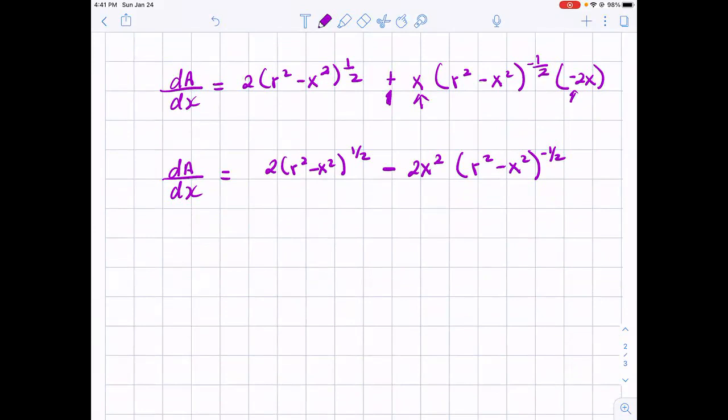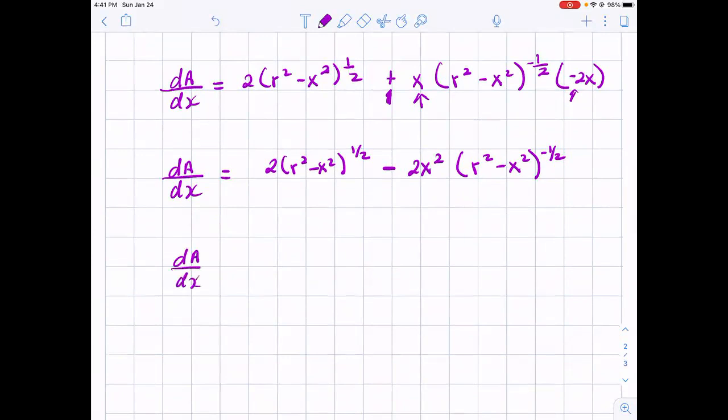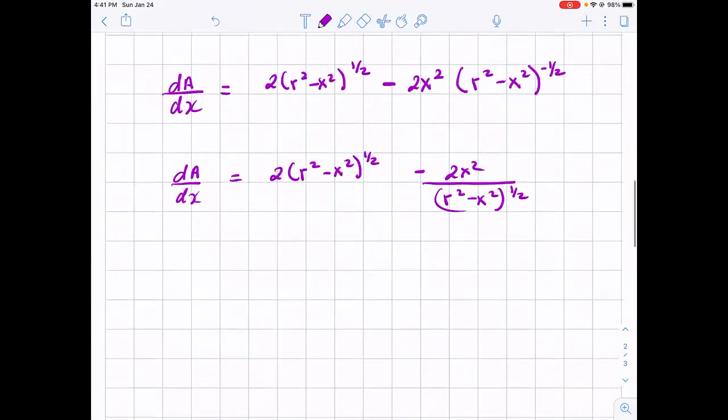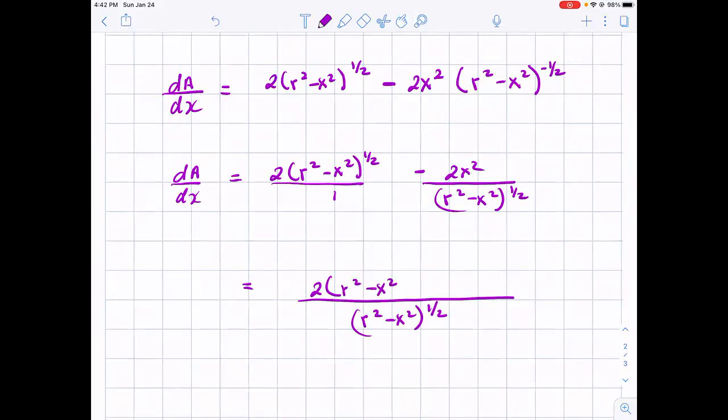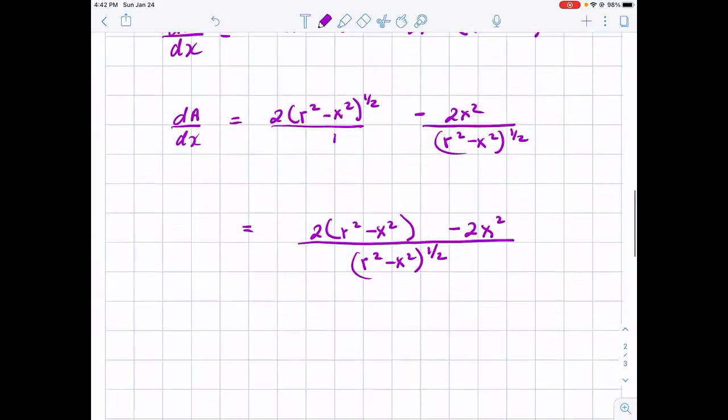Our goal is to find the values of x, or the critical numbers. So if we simplify this even further, dA/dx is equal to 2 times r squared minus x squared to the 1/2 minus 2x squared over r squared minus x squared to the positive 1/2. Now I'm going to make a common denominator, because this is like over 1, which is r squared minus x squared to the 1/2. So then this becomes 2 times r squared minus x squared, because the 1/2 times the 1/2 becomes 1. And then here we have minus 2x squared. This is dA/dx.